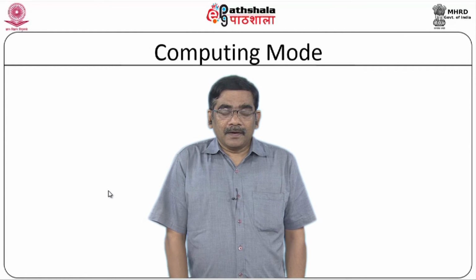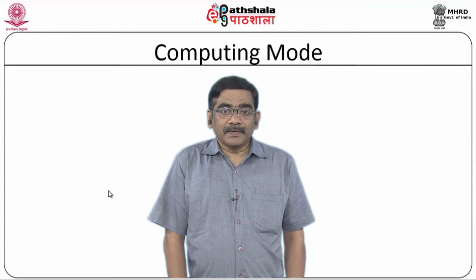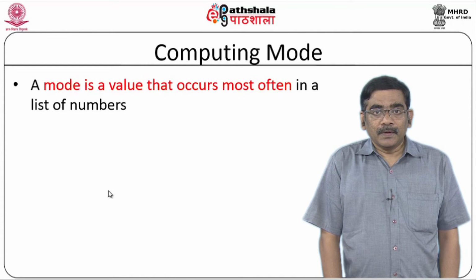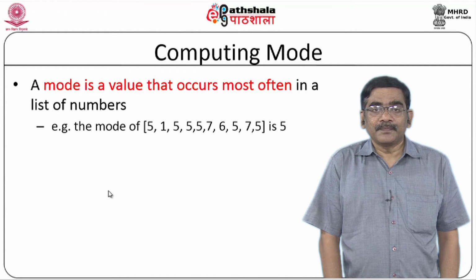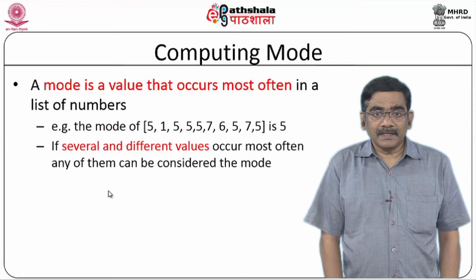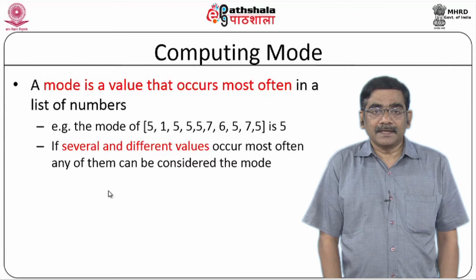Another good example of transform and conquer is computing the mode. What is a mode? Mode is a statistical operation which represents the value that occurs most often in a list of numbers. For example, if I take a list like this, you can see that the number that occurs most frequently in this list is 5. Therefore, the mode of this particular list is 5. And if several different values occur most often, then any one of those values can be considered as the mode of that particular list.